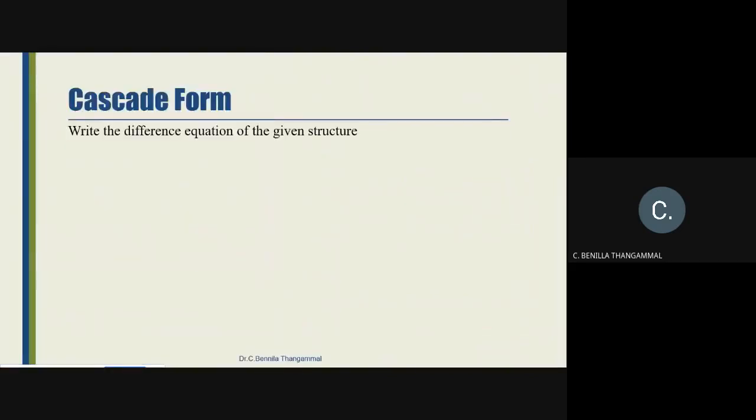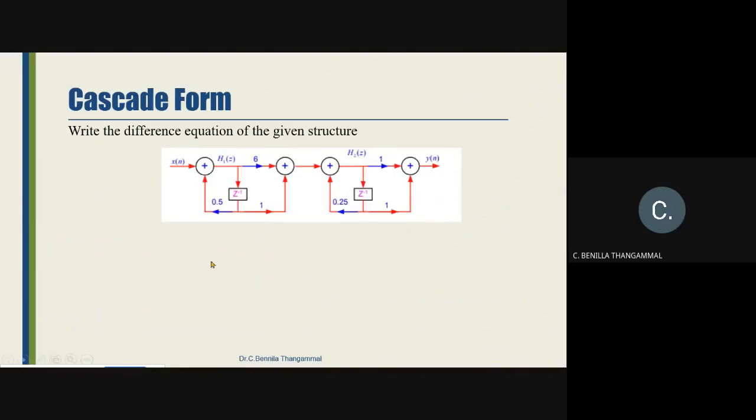Now we'll see how to write the difference equation for the cascade structure. In direct form 1 and direct form 2, we wrote the difference equation directly. But here in the cascade form, we have to write the transfer function first, and from the transfer function we have to derive our difference equation. So this is a cascade form. Here we have two units.